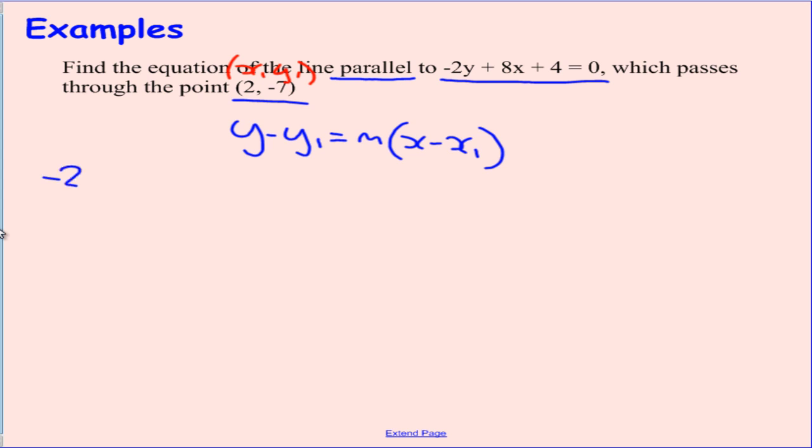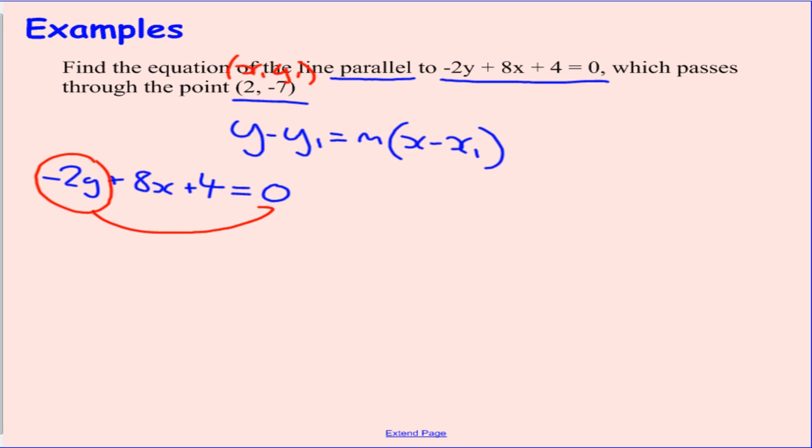We have -2y plus 8x plus 4 equals 0. Now the first thing we need in gradient intercept form is our y to be positive. At the moment our y is negative, so it's going to be more beneficial for us to not move everything else and deal with the negative sign, but just by moving a -2y across by adding it, we kill two birds with one stone. We make our y positive and we separate the y from everything else over an equal sign. So we're going to be left with 8x plus 4 equals 2y.